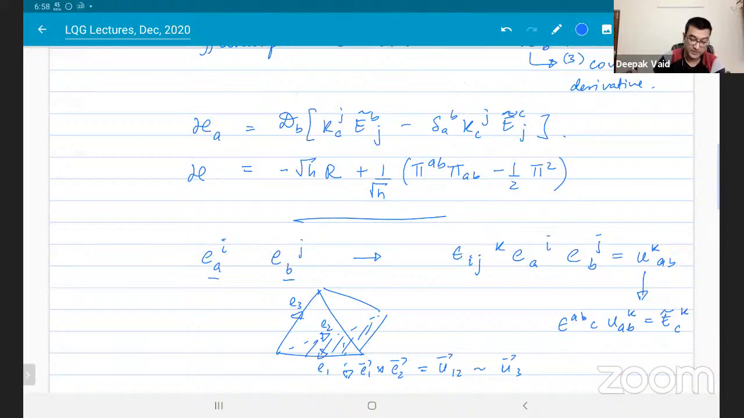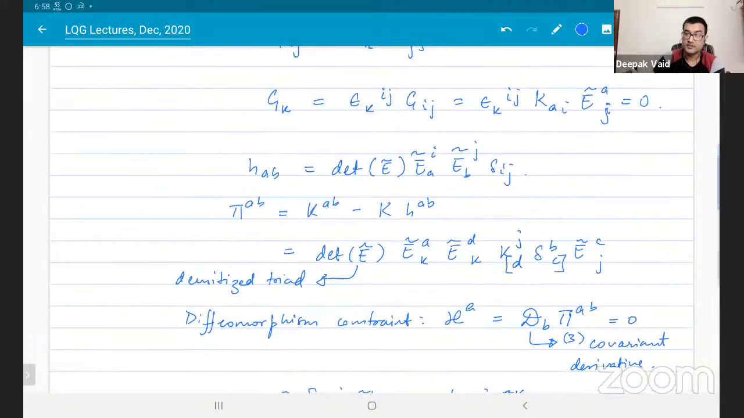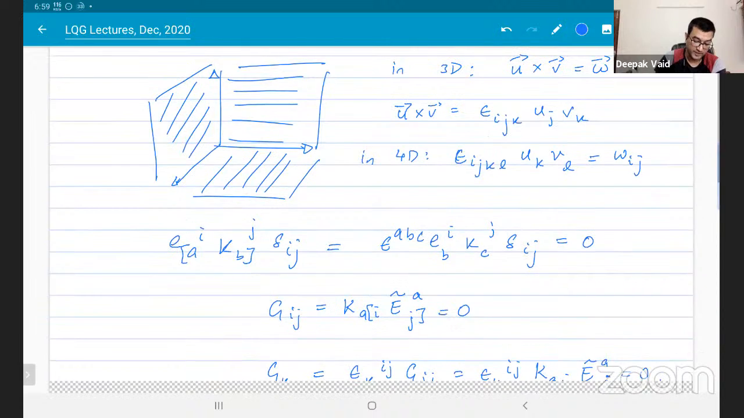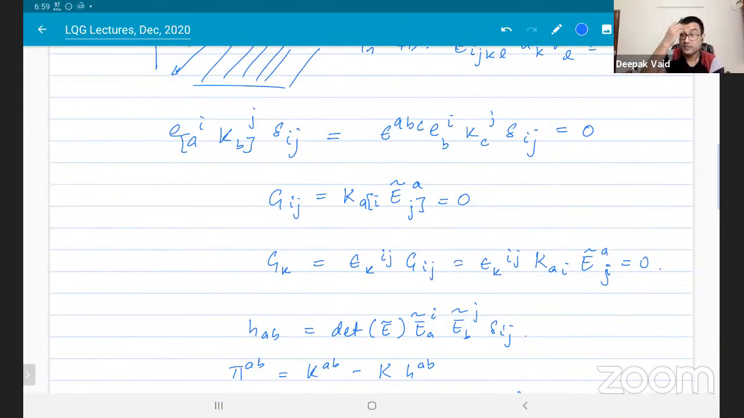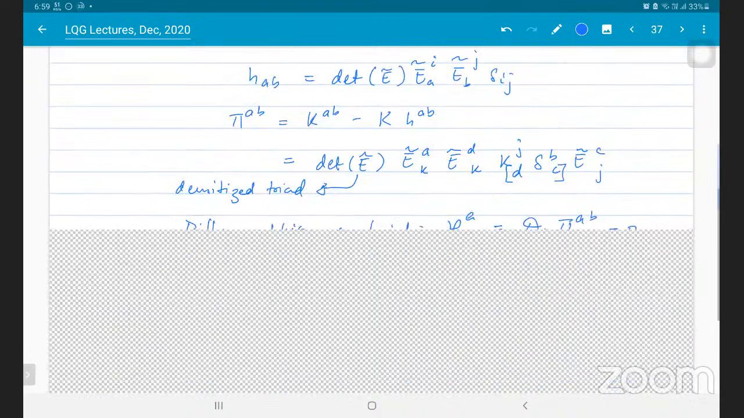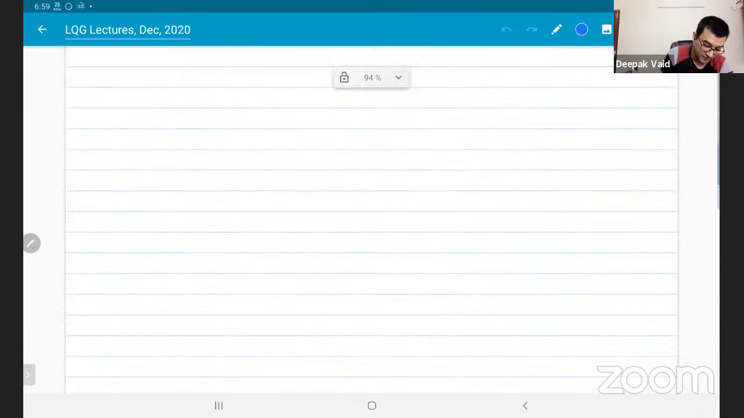Right. So the diffeomorphism constraint, I had explained earlier. It generates, if you take the Poisson bracket of the diffeomorphism constraint with any field that is defined on the spatial hypersurface, it generates the Lie derivative of that field with respect to the shift vector field. So this is called the diffeomorphism transformation. One second, let me write that down.